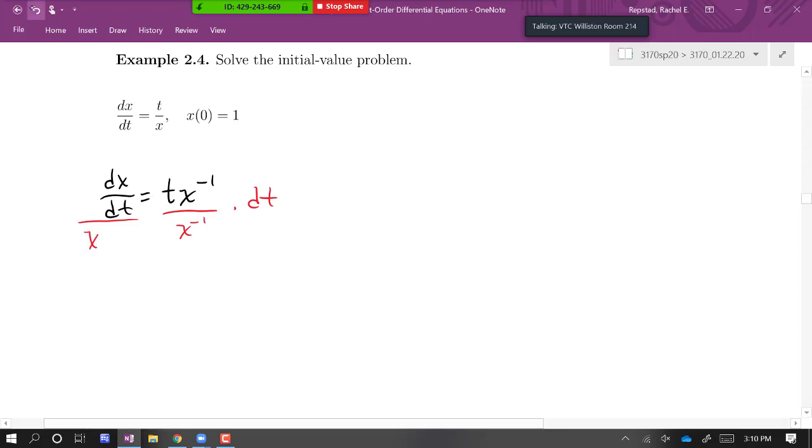Here, well, hold on. I'll write it this way. Okay, so when we do that, we have dx over x to the minus 1. On the right side, we have t dt.